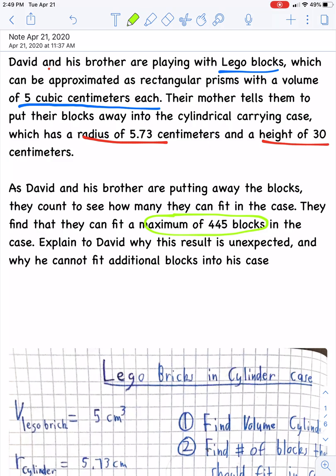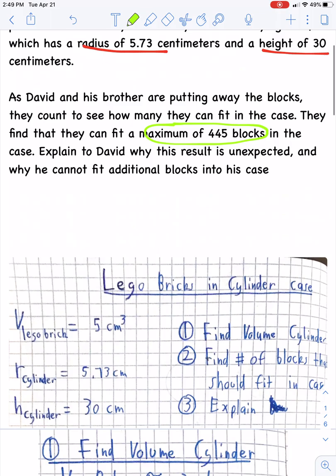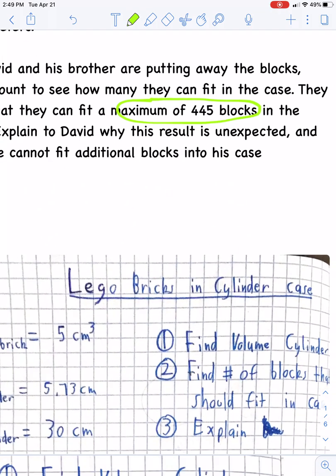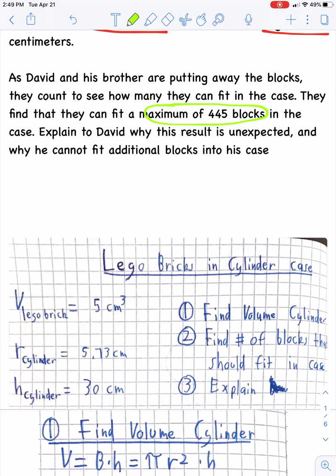All right. So our plan to do that is to find the volume of the cylinder, find the number of blocks that should fit in the case according to our calculations, and then explain the difference between the answer we get and that maximum 445 blocks. All right, so go ahead, hit pause, and calculate out the volume of the cylinder first. Hit play once you're done.